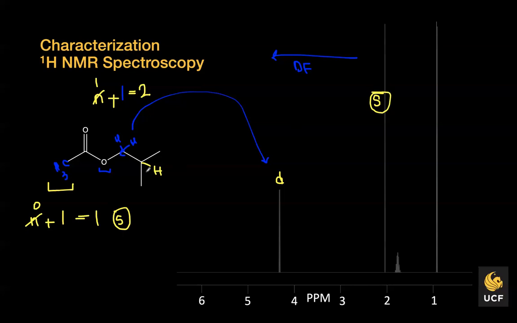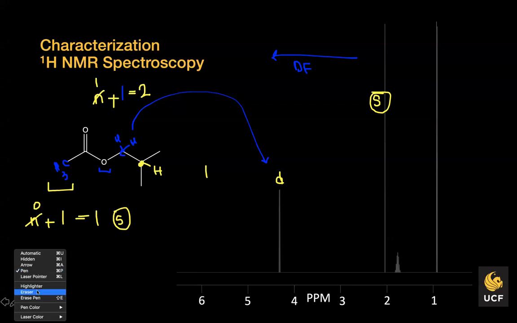Okay, well, now let's take a look at this proton right here. Well, on this carbon, there's one proton, okay? So that's 1, but what we have to do is take into account n+1.